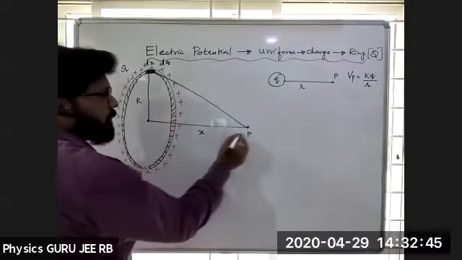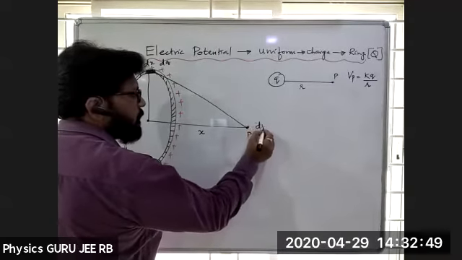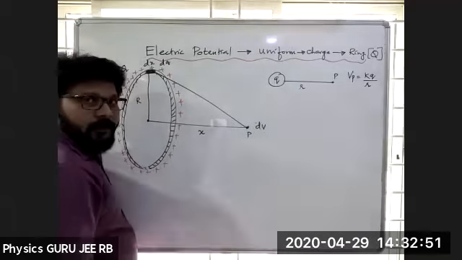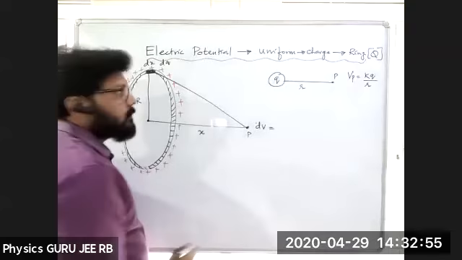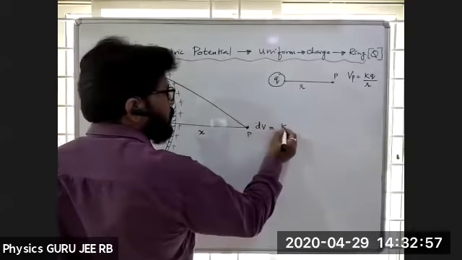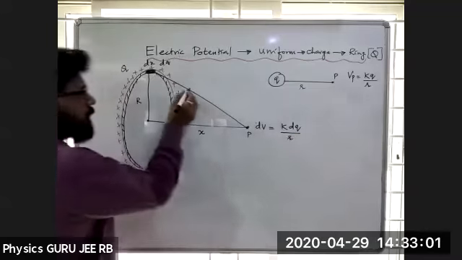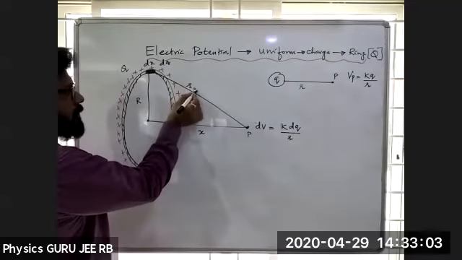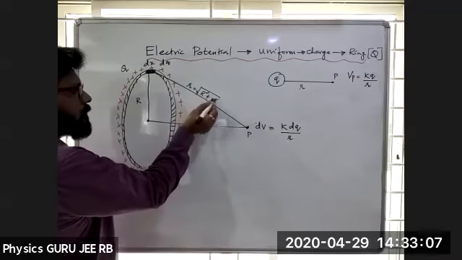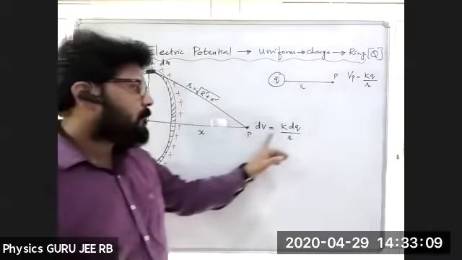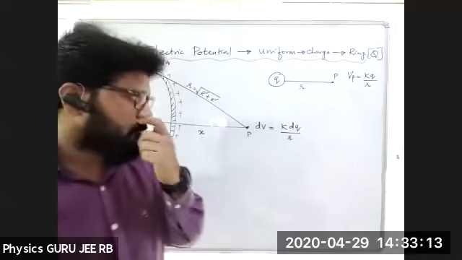So if I take a point P, now small dV is equal to, at this particular point, k into dq by r. So can I write this r? r can be written as under root of r square plus x square. Am I right? dV is equal to k into dq by r. Small charge I took. Fine.